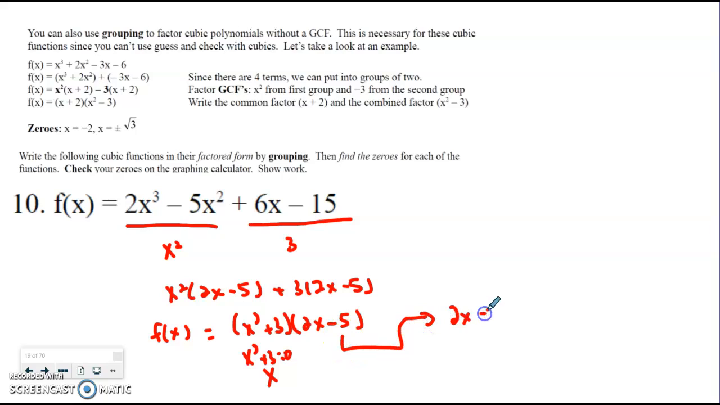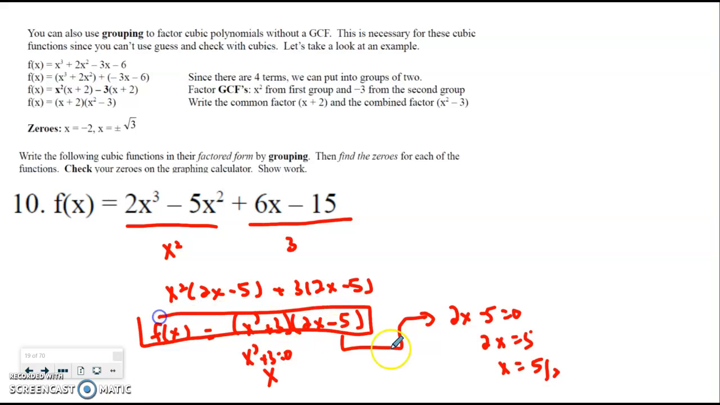But I could set 2x minus 5 equal to 0, and you would get 2x equals 5, and x to be 5 over 2. So this is your factored form, and I got a solution at 5 over 2. I encourage you to try the next couple. In the next video dealing with cubics, I will go over that and then deal with cubics.